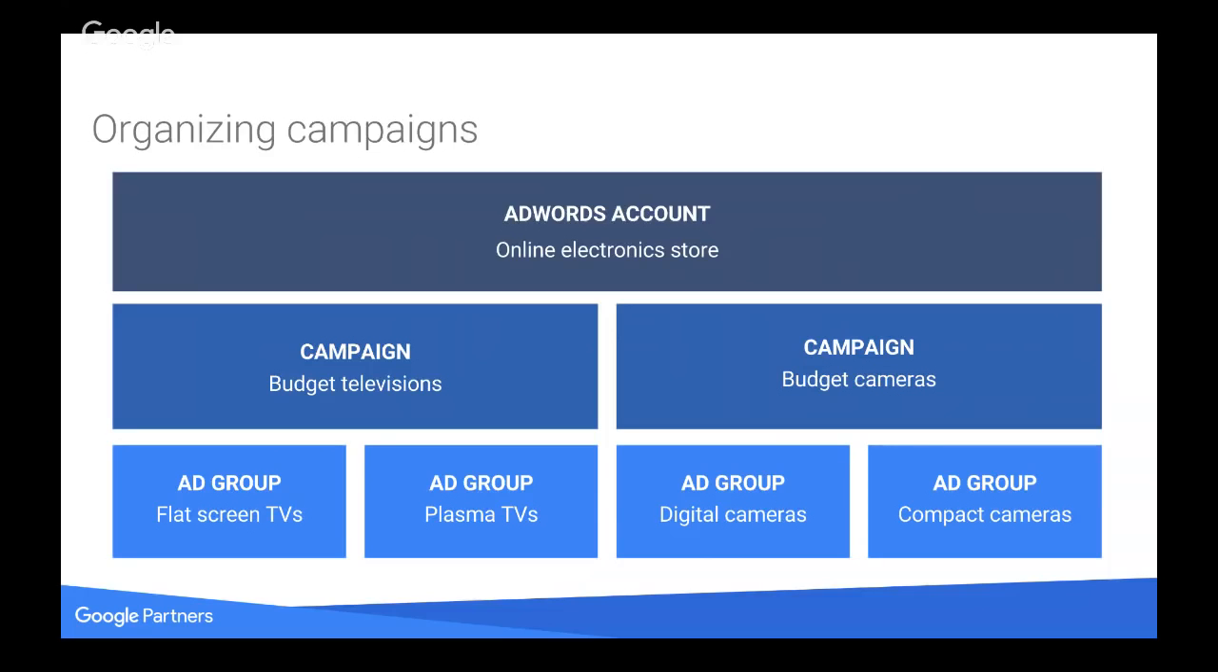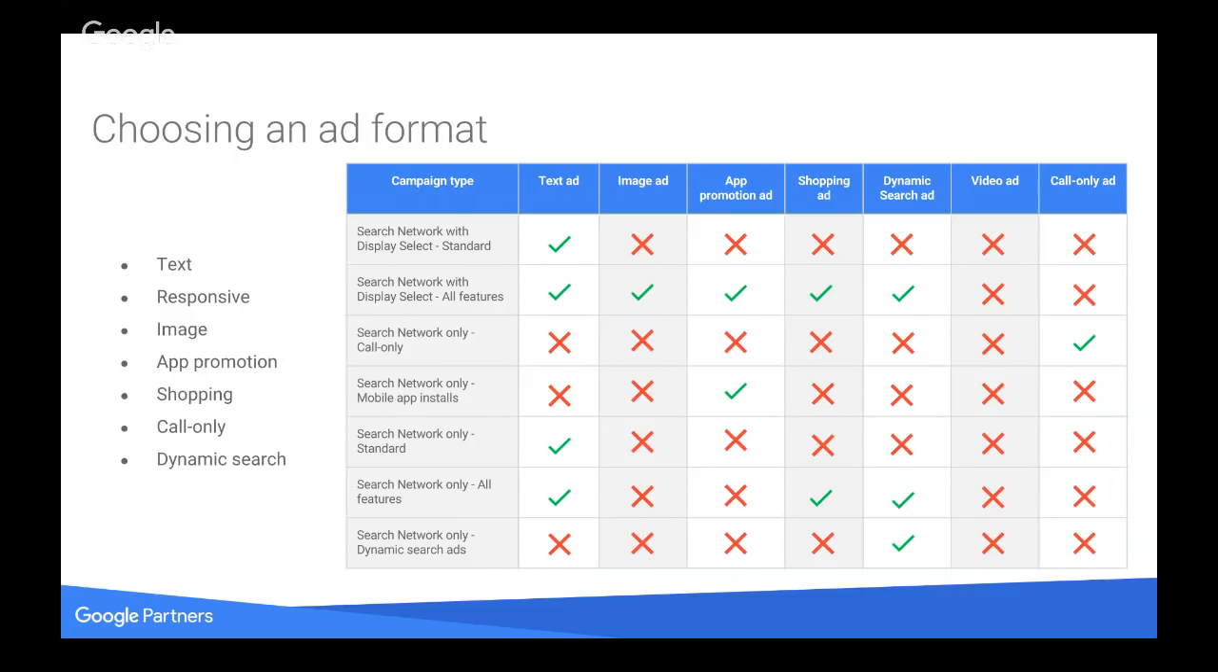You'd create a separate ad group for each of these, and each of these ad groups comes with its own unique keywords, landing pages, as well as ad text that's customized to the products that you're trying to sell. Your next step would be choosing a particular ad format.